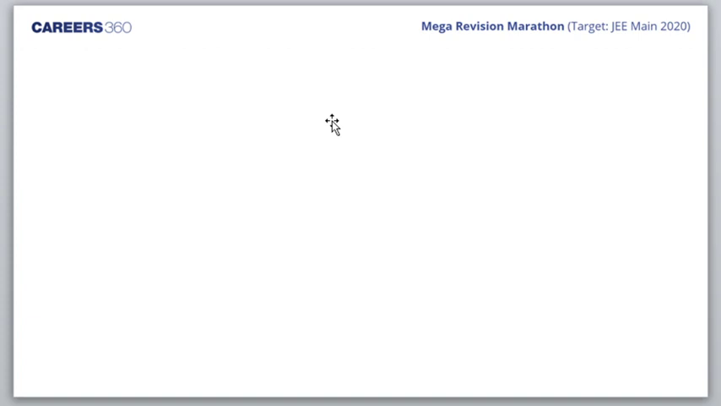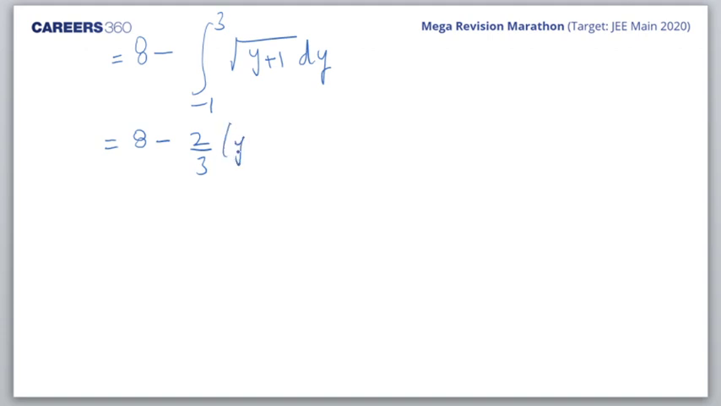In the next slide, half into 8 into 2 is going to get me 8. That's the area of the triangle. And minus, I'll write it once again, integral from minus 1 to 3 of under root y plus 1, wasn't this the integral? And dy I'll have. Okay, so this would be 8 minus 2 by 3 into y plus 1 raised to power 3 by 2.